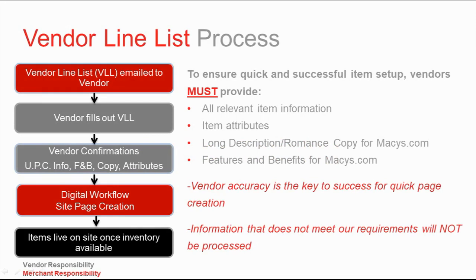This information includes UPC information, customer-facing copy and features and benefits, and attributes that drive search and navigation on the website. When all information is provided, the Macy's team is able to create pages quickly. However, the speed at which items are added to Macys.com is heavily dependent on vendors providing accurate, compliant, and complete information on the VLL. Please note that each team will have unique requirements specific to their area, so if you have any questions, you should work directly with your merchant partner. Any information that does not meet our requirements will not be processed.